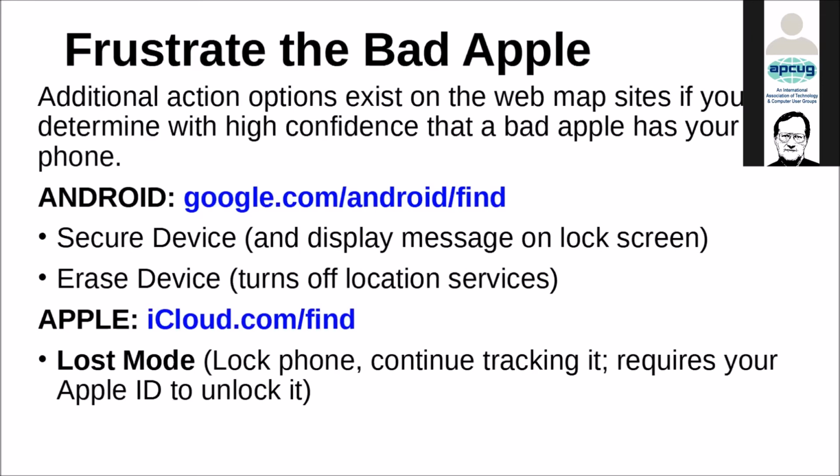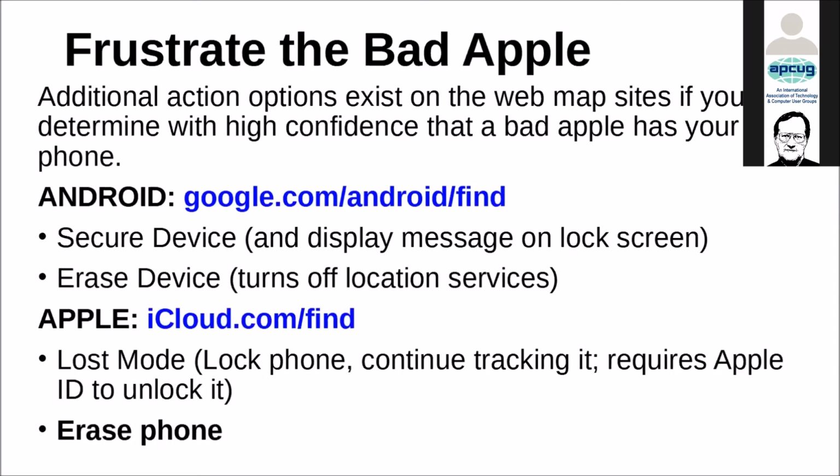Apple, we mentioned, we've already seen the web map at iCloud.com/find. They offer something similar to secure device for Android. It's called lost mode. It locks the phone. It allows you to continue tracking it, and it requires your Apple ID, including the password, to unlock it. And yes, you can also use that site to erase the phone. I do not recommend that. As I said, it's extreme and only makes sense if you have another phone with all the same information on it.